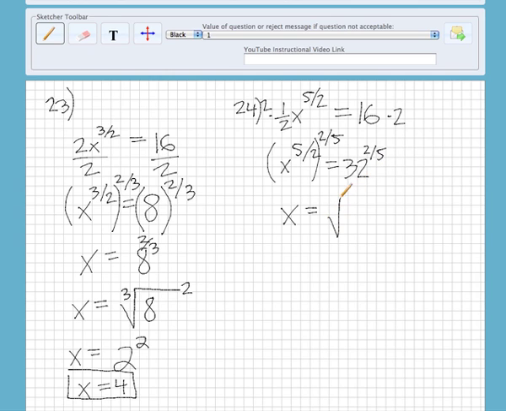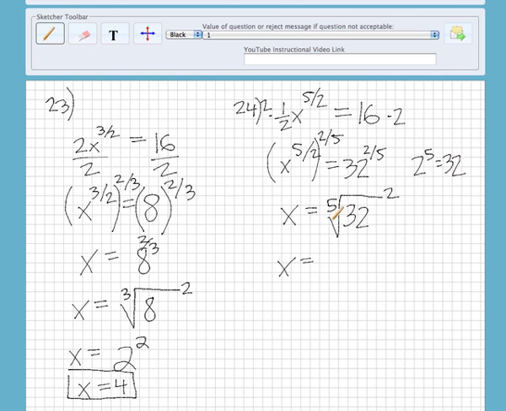Now I'm going to change that to radical form. So remember, the denominator becomes the root here, and then 32 goes in here, and the numerator becomes the power up here. You have to ask yourself, what number times itself 5 times would give you 32? That number is 2. So 2 to the 5th equals 32.